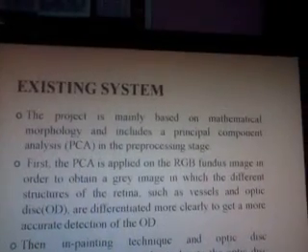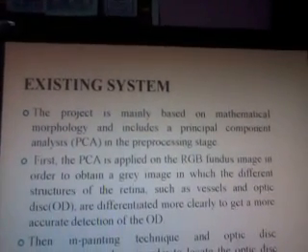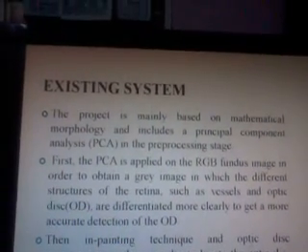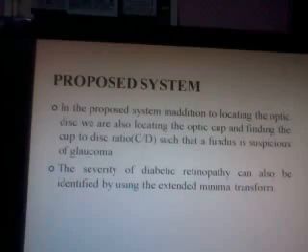Further, we are also locating the optic cup to determine the cup to disc ratio for detecting glaucoma. Finally, the severity of diabetic retinopathy is detected by the number of microaneurysms present in it.